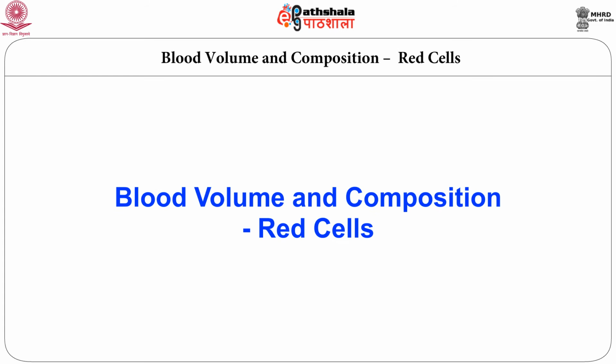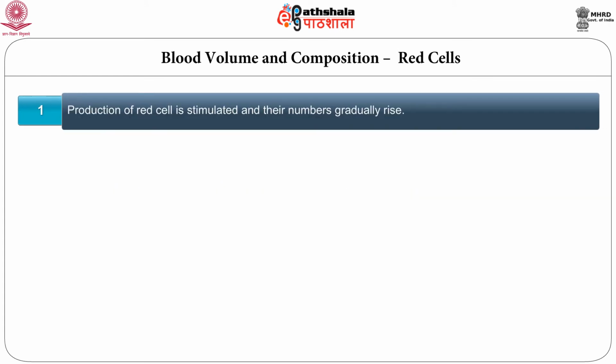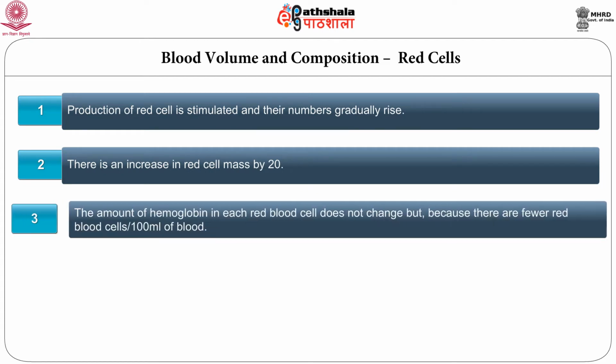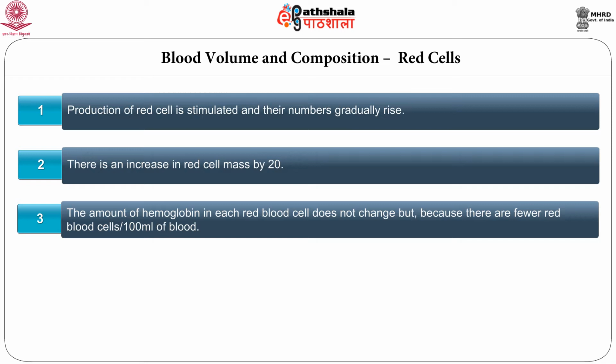The next one is, let us know about the red cells. Production of red cells is stimulated and their numbers gradually rise. There is an increase in red cell mass by 20%. The amount of hemoglobin in each red blood cell does not change, but because there are fewer red blood cells per 100 ml of blood, hemodilution occurs.